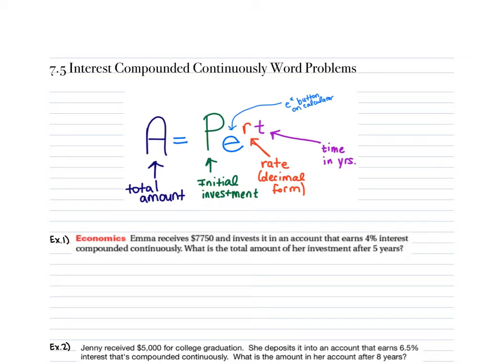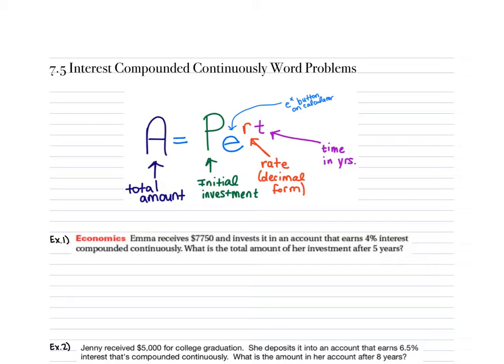7.5 Interest compounded continuously. When we work with these interest problems, we're going to use the formula A = Pe^(rt). In other words, your total amount is equal to your initial amount times that E button in your calculator raised to the power of your rate as a decimal times your time in years.